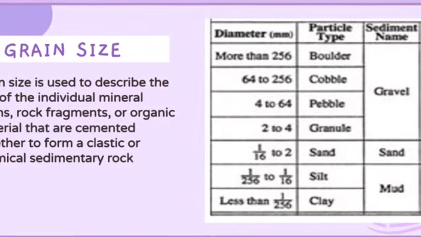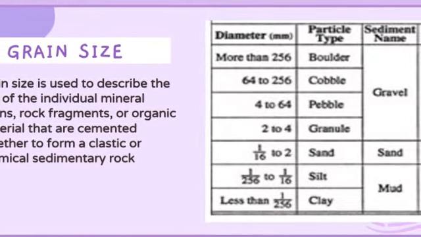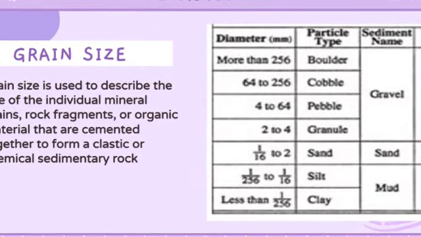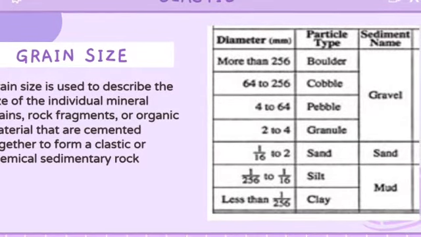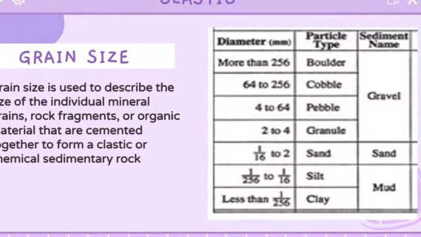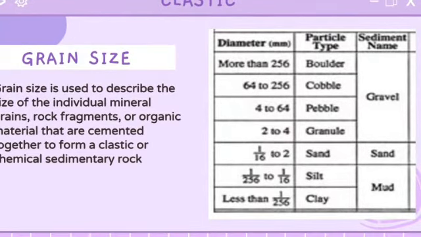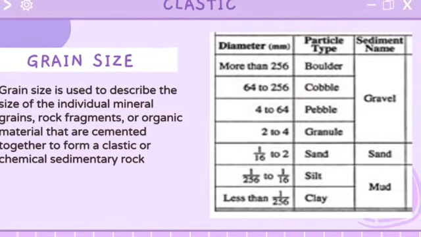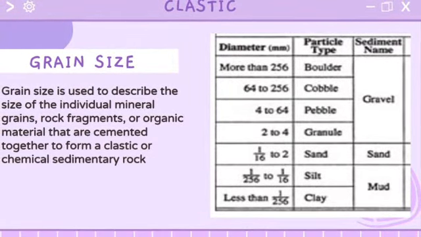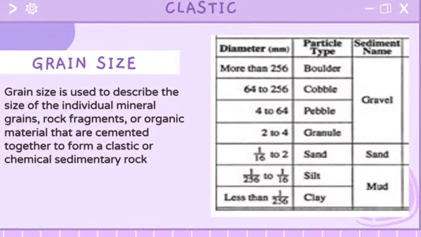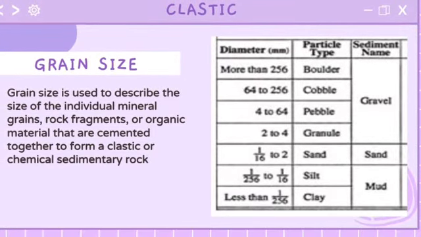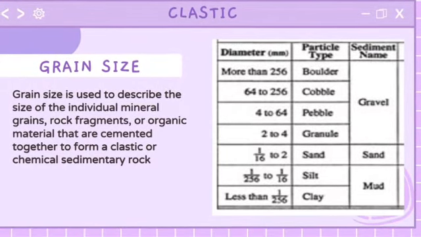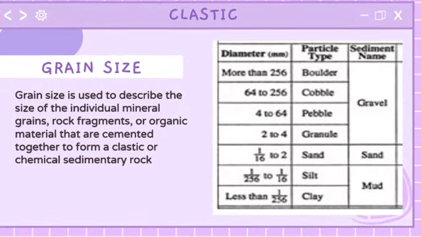So, here is the table. Pardon me if it is blurry. If the diameter is more than 256 mm, it is a boulder. If the diameter is 64 to 256 mm, the particle type is cobble. If 4 to 64 mm, the particle type is pebble. If 2 to 4 mm in diameter, the particle type is granule. So, boulder, cobble, pebble, or granule, the sediment name is gravel.